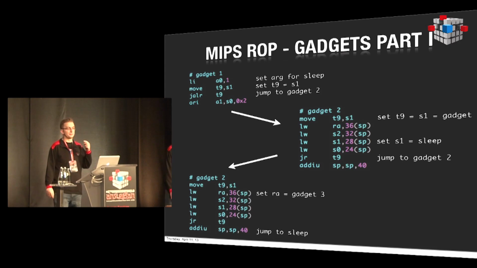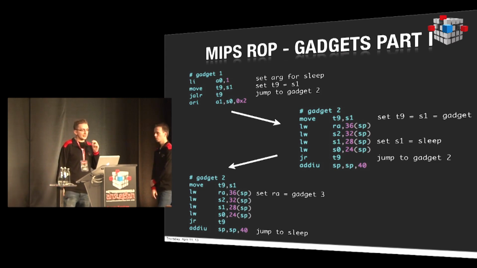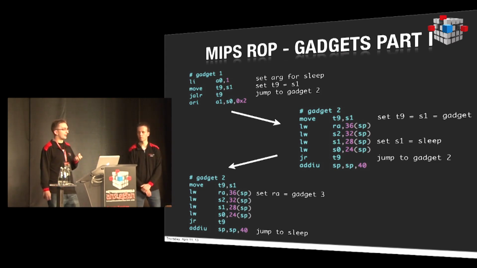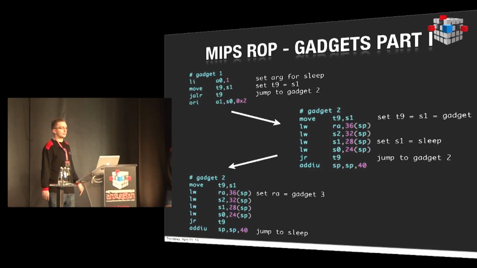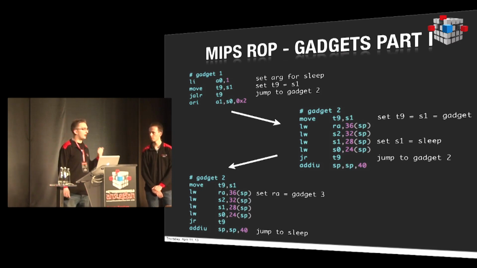So now gadget 2 is being executed. But this is a bit of a special gadget, because at the end of this gadget it will jump to T9, which at the start is filled with S1. So at the start of gadget 2, S1 still contains its own address, the address of gadget 2. So naturally, once it goes through this gadget, it will invoke gadget 2 again. But in the middle of this gadget, there's a couple of load instructions which load various values from the stack, amongst which are RA, S2, S1 and S0. And we control the stack as well.